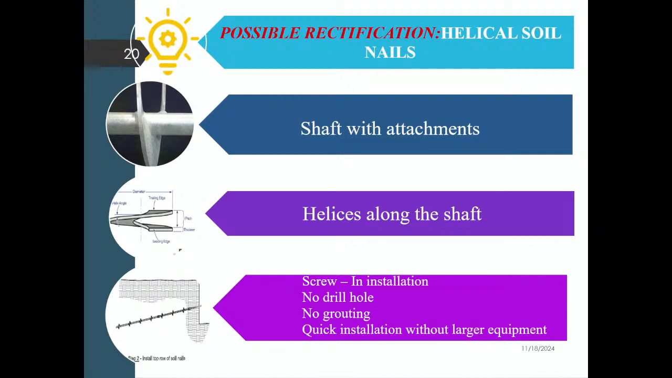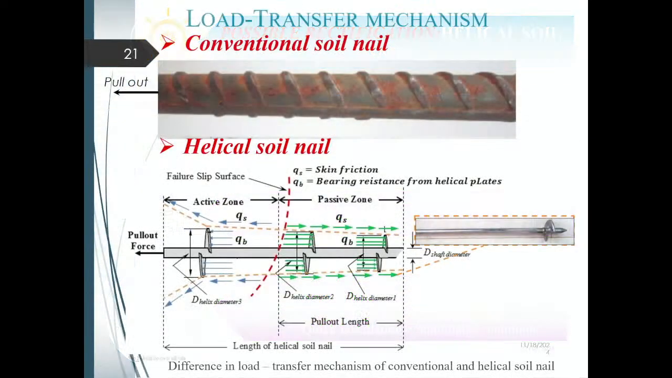For example, when we install a conventional nail, we just make a hole, remove the soil, then put in a nail and put in grout. But in the case of a helical soil nail, we are just installing the nail like a screw. There is no or negligible disturbance in the existing geometry. Also, this installation process is very quick using a helical soil nail.